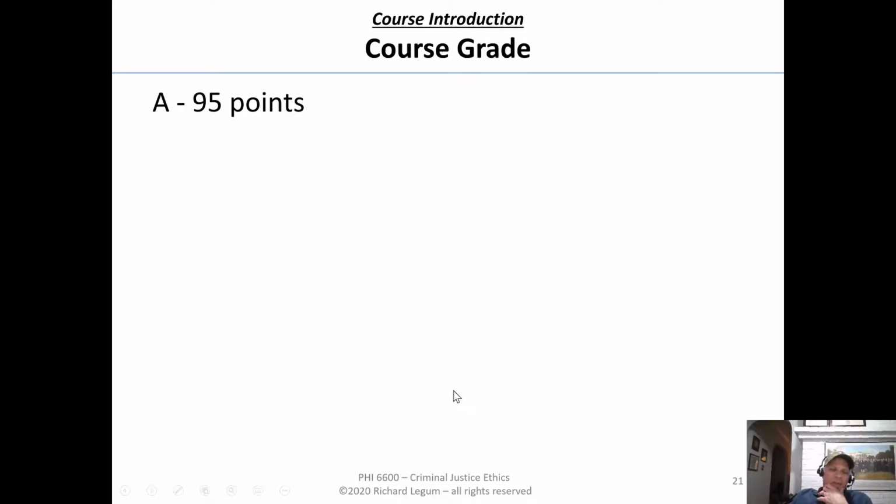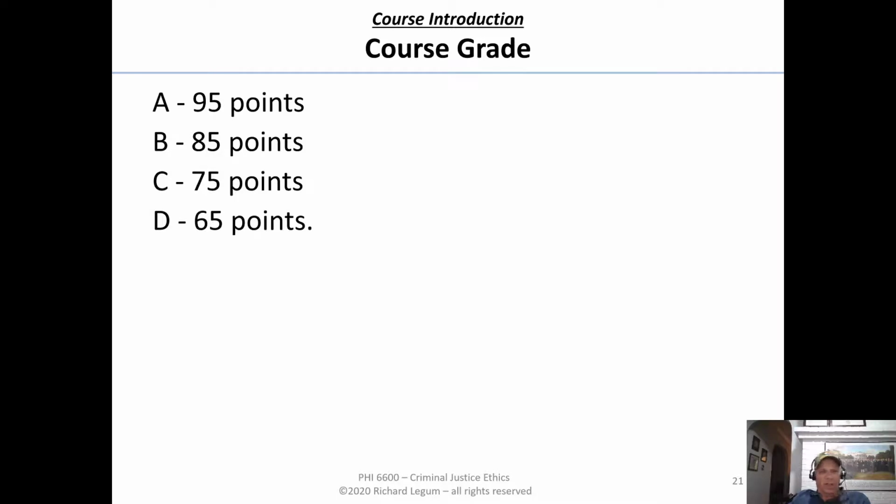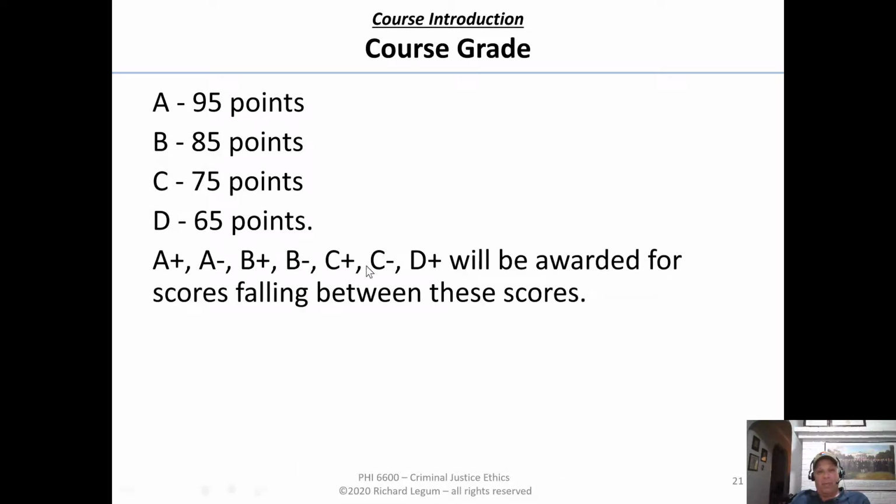Now, if your course adds up to 95, if you get 95 points, you end up with an A. If you get 85 points, that's a B. 75 points, a C. D, 65 points. And we add the pluses and minuses to those letters.